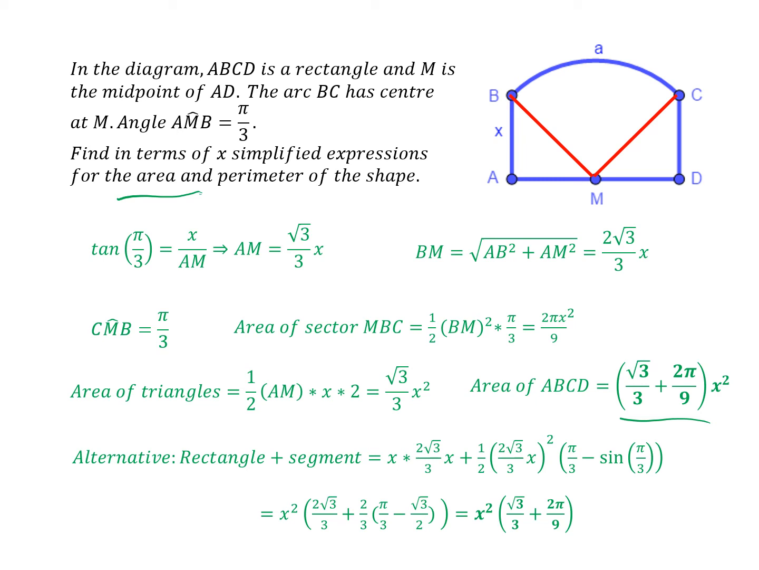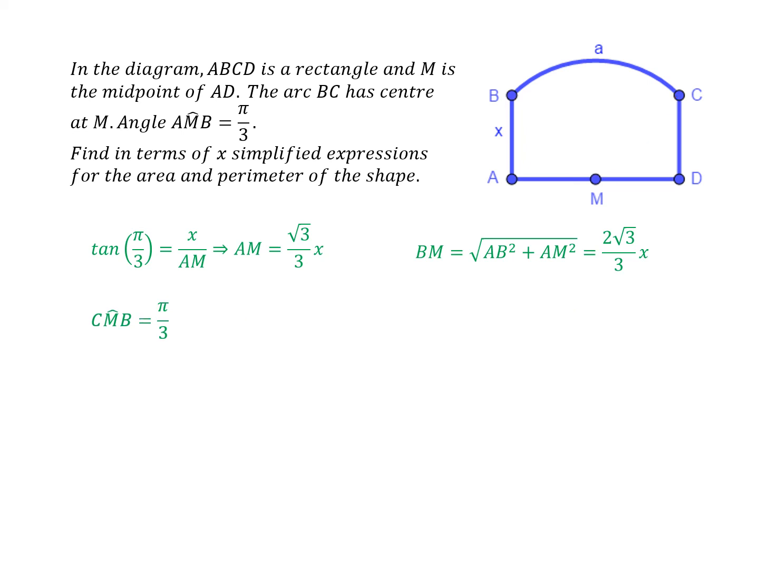We need to go on to the perimeter now. Before we do that, we could actually simplify the answer a little bit more if we wanted to. What I've done is I've taken the 1 over 9 outside the brackets here, so that the bracket itself has no denominator. That's another option for simplifying the area expression. So now we can go on to the perimeter.